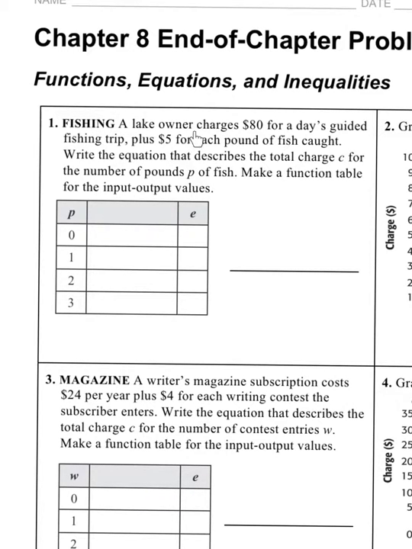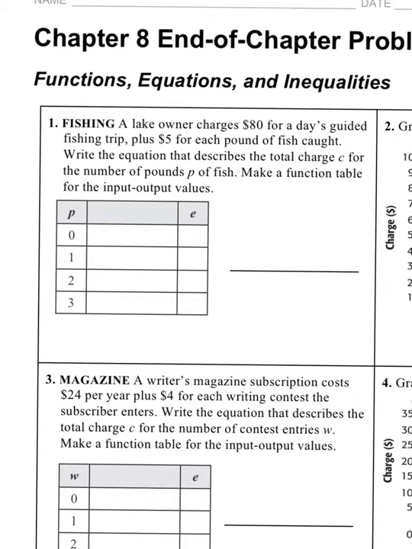It says, a lake owner charges $80 for a day's guided fishing trip, plus $5 for each pound of fish caught. Write the equation that describes the total charge C for the number of pounds P of fish. Make a function table for the input-output values.